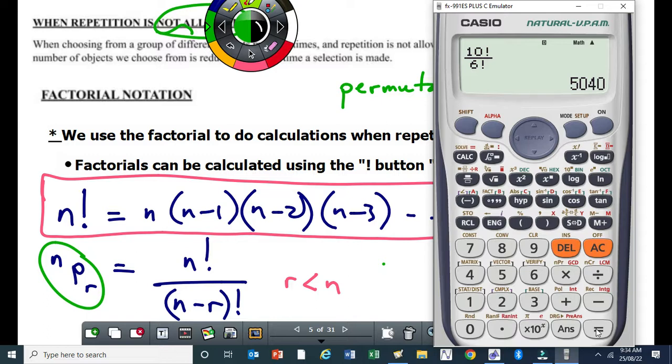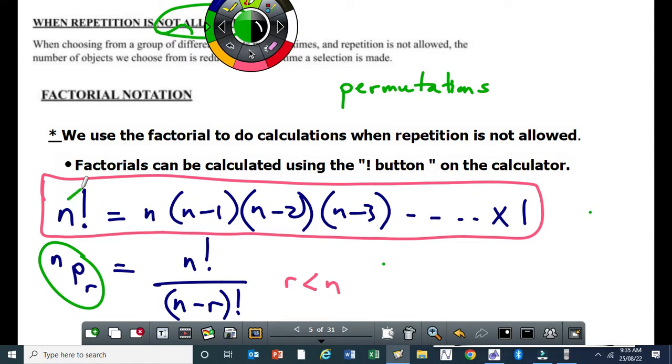Remember, when I put 10 choose 4, this notation, the factorial notation, and the one for permutation will give you the same result. But I would encourage you to use the factorial because this can be a little bit tricky for some people.